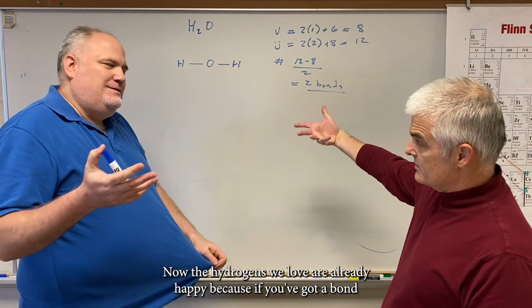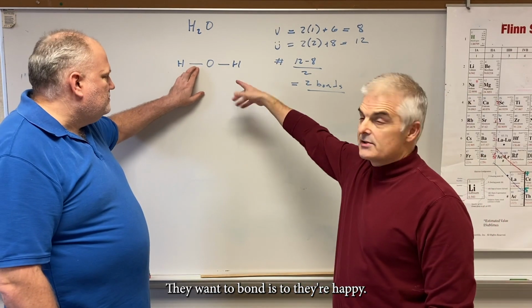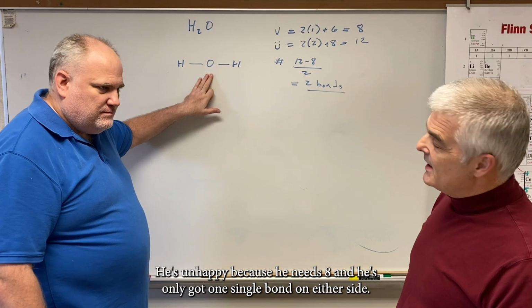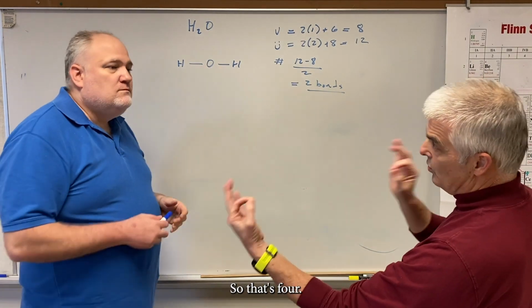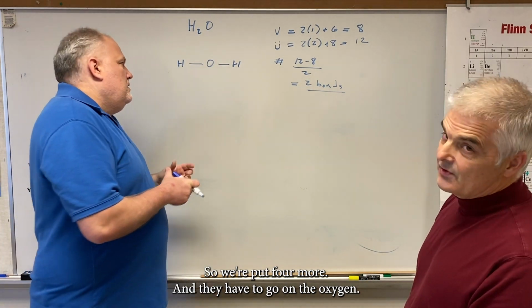Now the hydrogens, we love hydrogen, are already happy because if you got a bond, they're happy. They want 2. A bond is 2. So each of these hydrogens has 2 around it. How about this oxygen? He's unhappy because he needs 8 and he's only got 1 single bond on either side, so that's 4. So he needs more. He needs 4 more. So we're gonna put 4 more and they have to go on the oxygen.